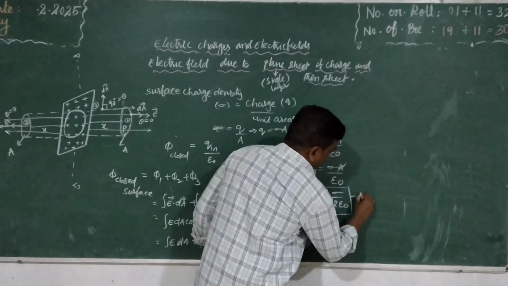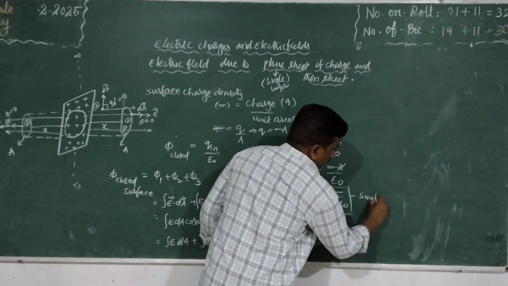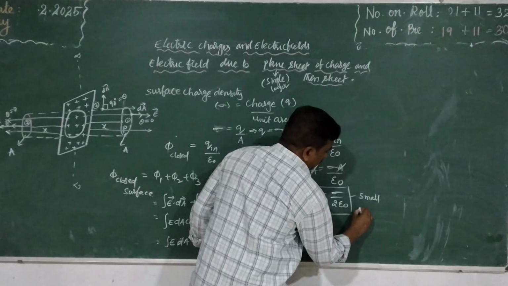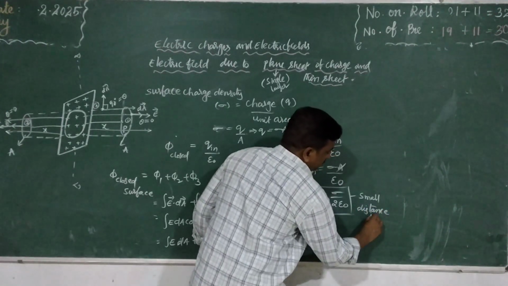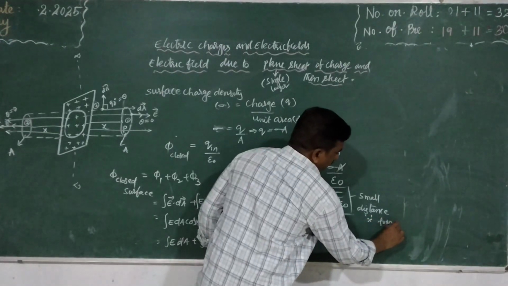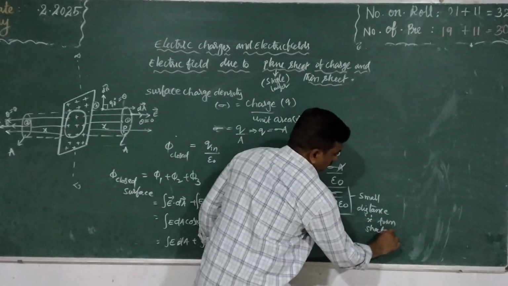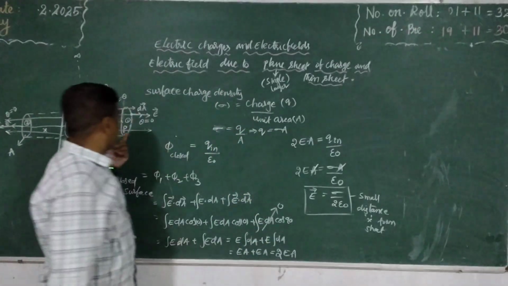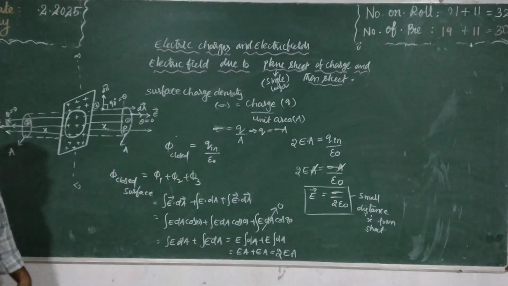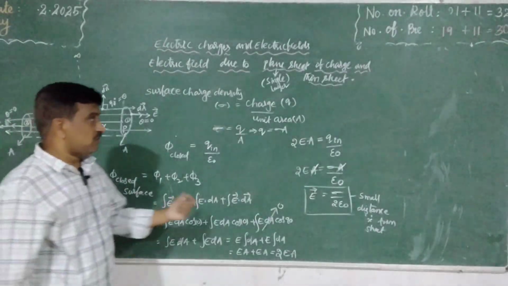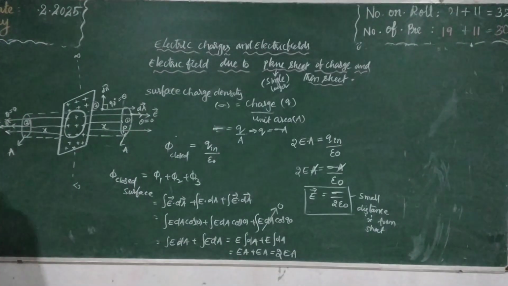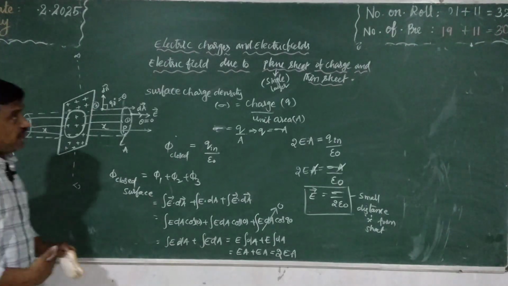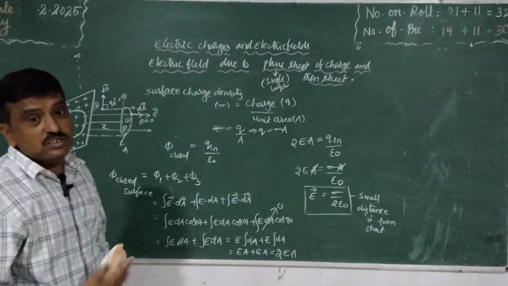The smallest distance x, this condition is important: a small distance x from the sheet, very small compared with the dimensions of the sheet. See, this is the electric field due to a plane sheet of charge. Next, we discuss the electric field due to a thin sheet of charge.